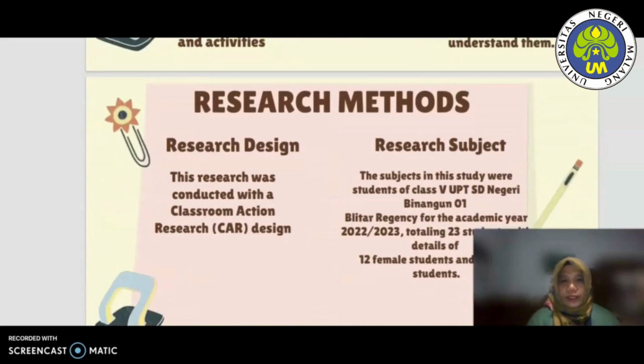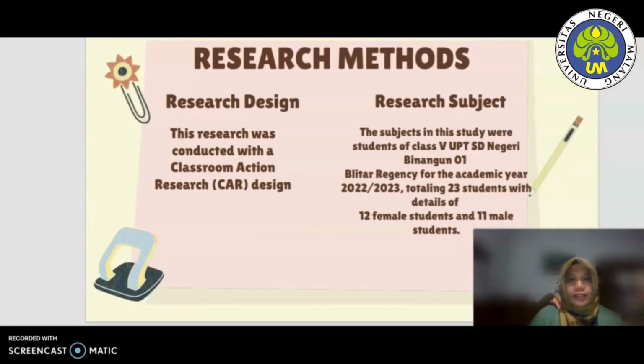And then research method. Research design. The research was conducted with a classroom action research or CAR design. And research subject. The subjects in this study were students of class 5 UPT SD Negeri Binangun 1, Blitar Regency, for the academic year 2022 and 2023, totaling 23 students, with details of 12 female students and 11 male students.